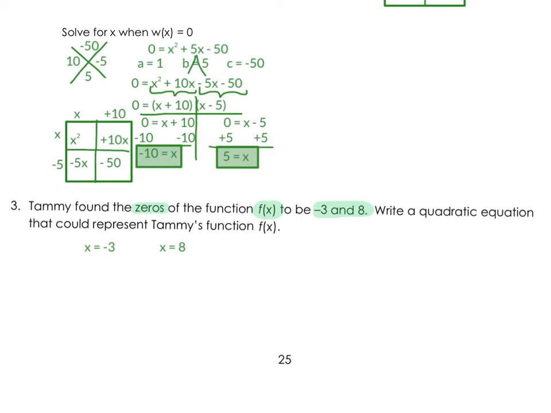So think for a second and pause the video to try to figure out, well, what can I do if I know what the roots are? How can I work backwards to then find the equation?